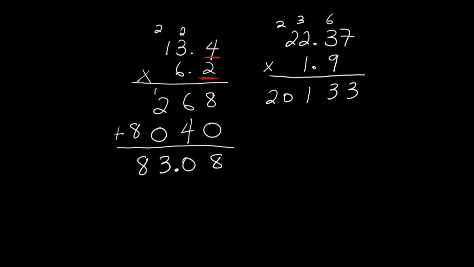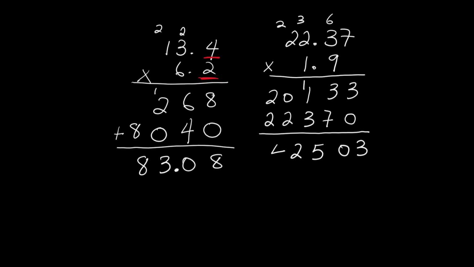Now, whenever we skip a line, we add a 0. 1 times 7, that's 7. 1 times 3, that's 3. 1 times 2, that's 2. And 1 times 2, that's 2. And so, our final answer, before we add our decimal point, would be 3. That's 10. This is 5. This is 2. And this is 4.